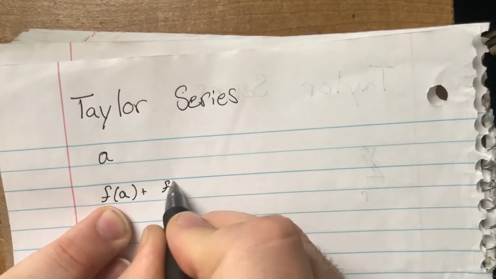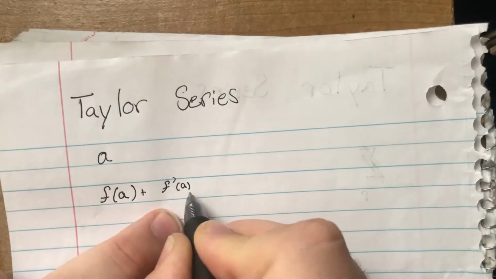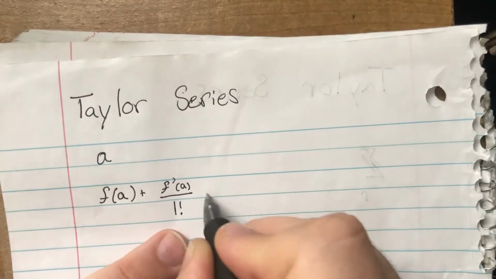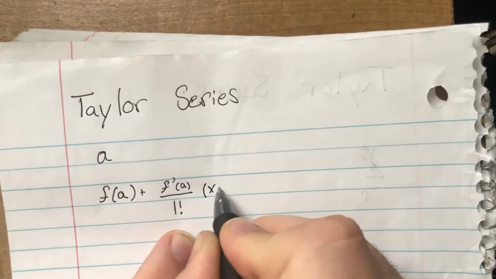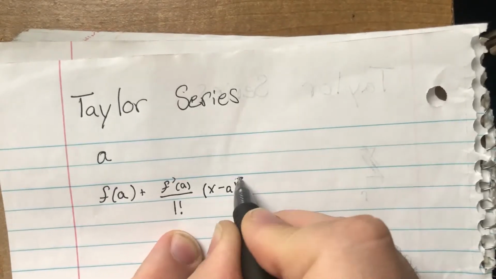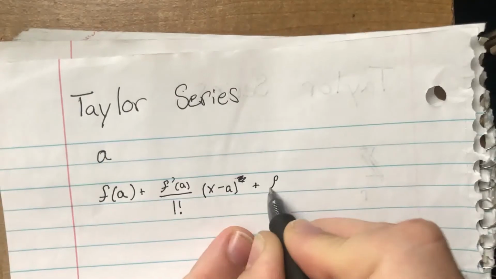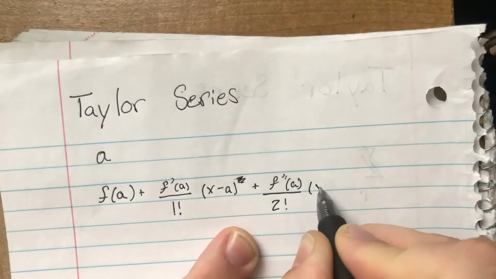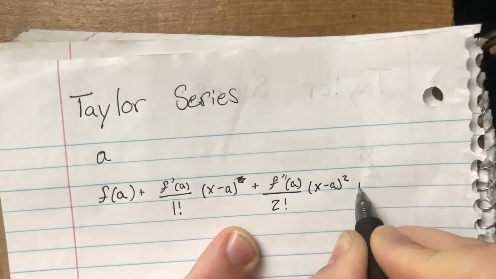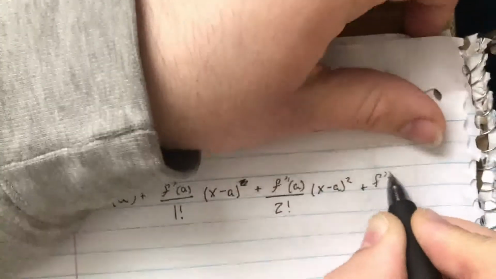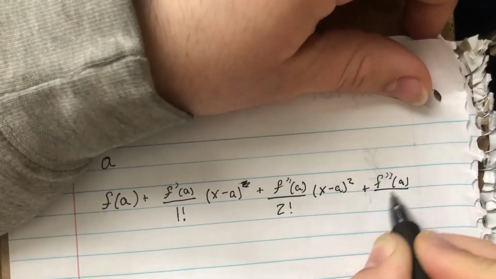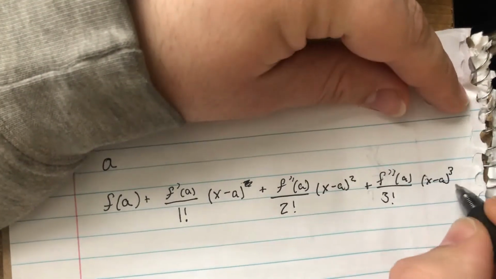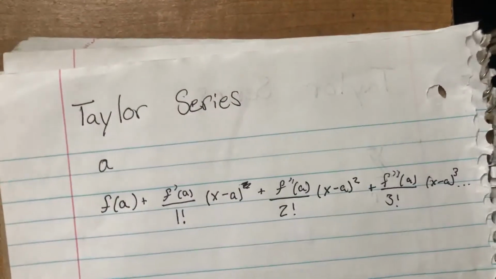Then you find the derivative of that function and the value at point A, divide it by 1 factorial, which is just going to be 1. Then you take x minus a. Then you take the second derivative at a over 2 factorial, x minus a squared. Then you take the third derivative at a over 3 factorial, x minus a to the third. And then you just do that forever. And then you have your function.